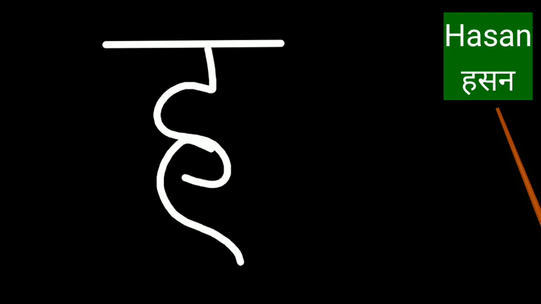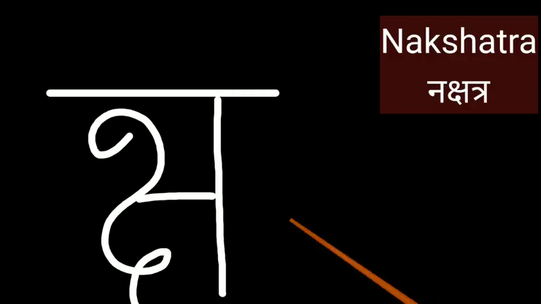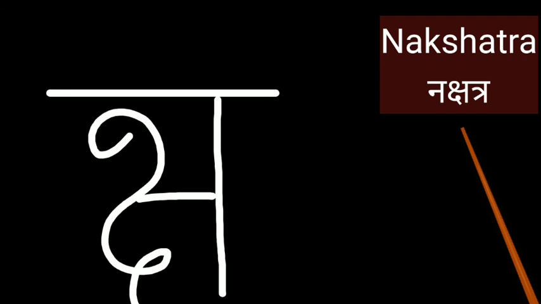Word is hasana. Next is ra. Draw small vertical line and join two circles like this and horizontal line on the top. It's called ra. Word is varana. Next is ksha. One small circle, there is a turn, and in the middle there is a horizontal line, join to vertical line and one horizontal line on the top. It's called ksha. Word is nakshatra.